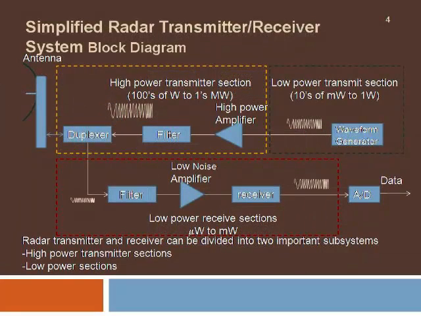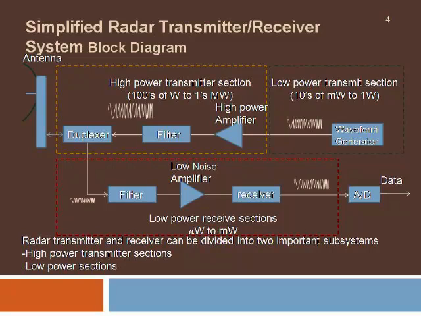We can classify a radar system as two parts. One is the low power section and the other one is the high power section. The low power section will be there in the transmitter as well as in the receiver. The high power one will be only at the higher end of the transmitter, wherein we are going to have a high power amplifier, duplexer, etc.